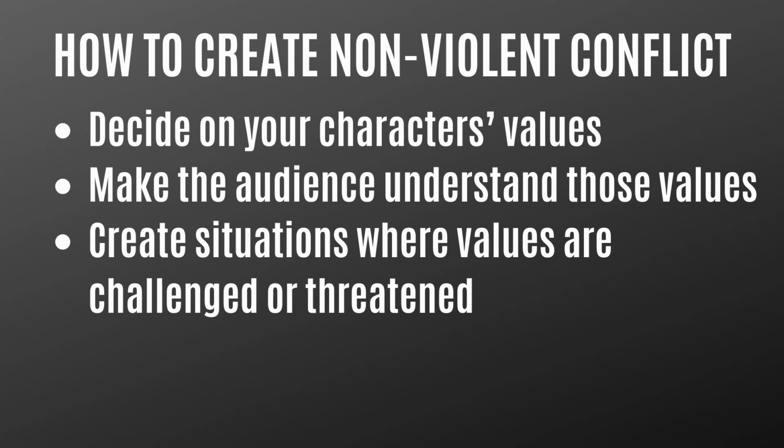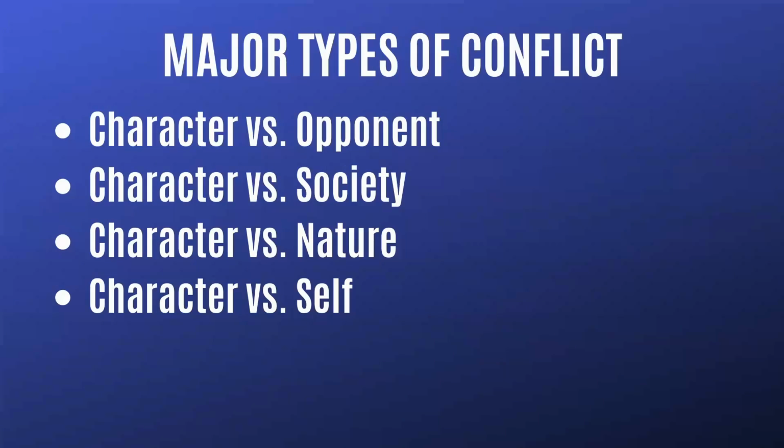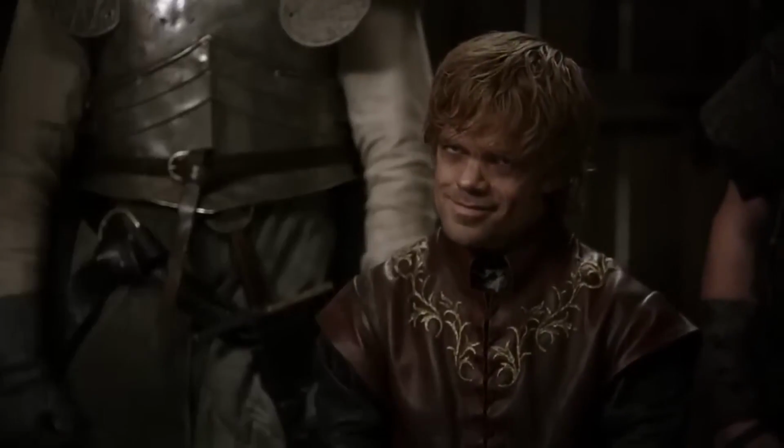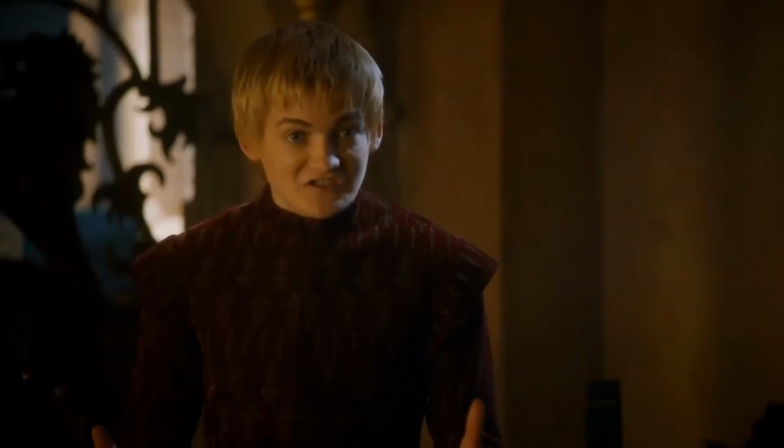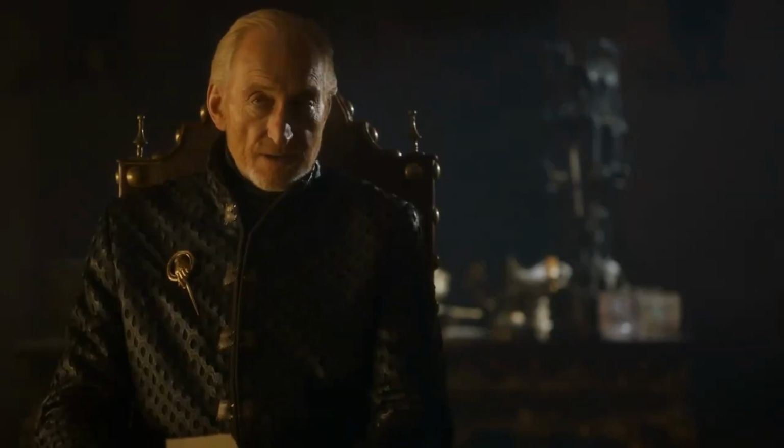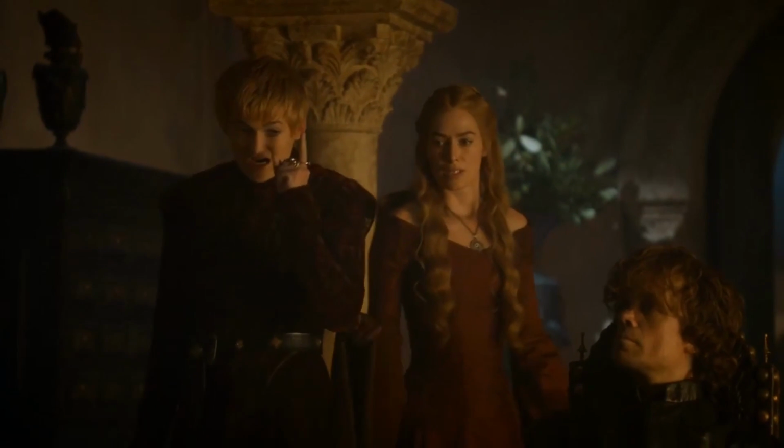That's where conflict gets interesting, when values come into conflict and we see how characters act and react as a result. Now let's go back to those 4 major types of conflict and look at some examples. For character versus opponent, we'll take an example from Game of Thrones, which is of course a very violent TV show, but it doesn't always involve swords and bloodshed. Instead, you also have scenes where characters engage in verbal conflict. And remember, dialogue is action, and action creates conflict.